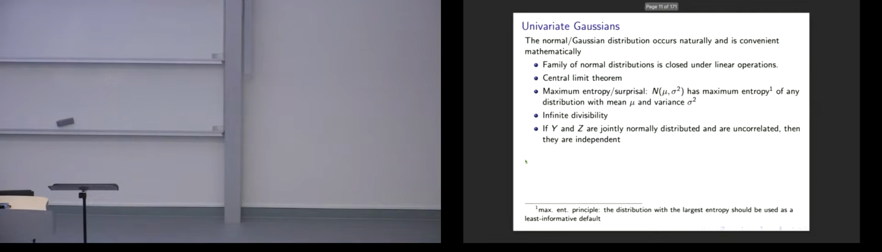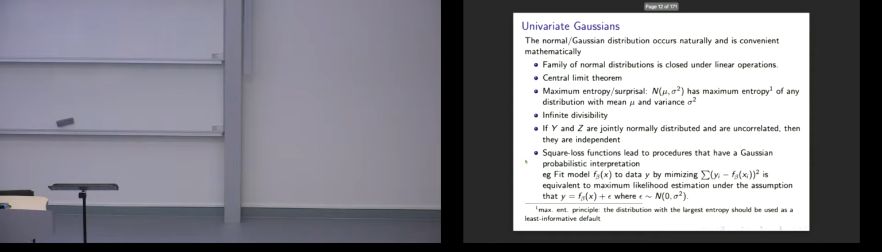They're infinitely divisible and have other properties that mathematicians like. If you've got two random variables that are jointly normally distributed, and they're uncorrelated, then they're independent. You've probably seen that before. It's pretty much the only family for which that's true.